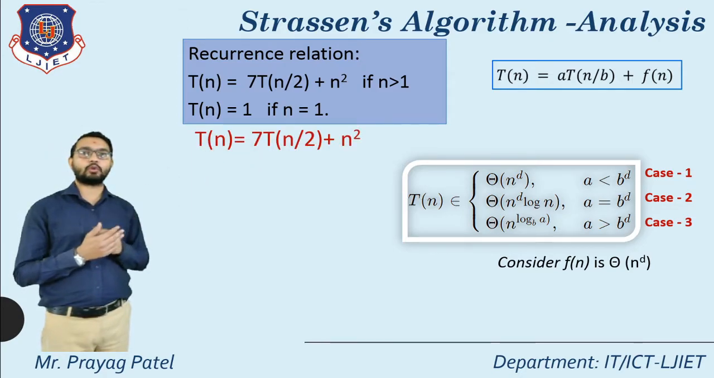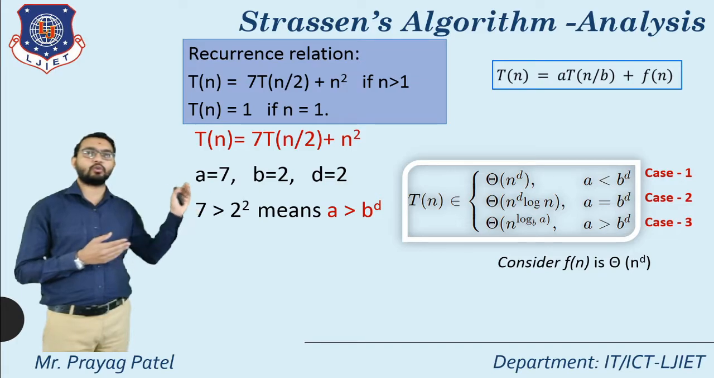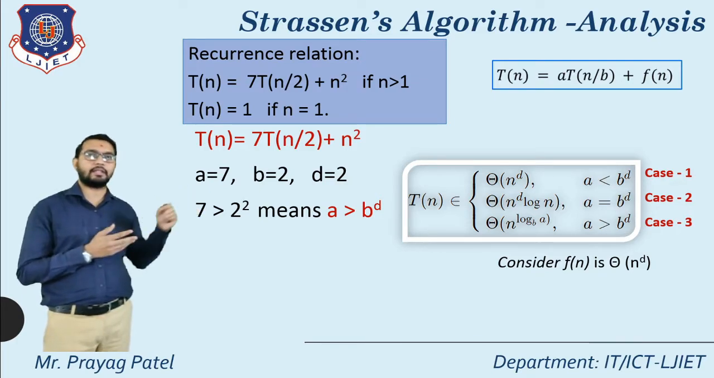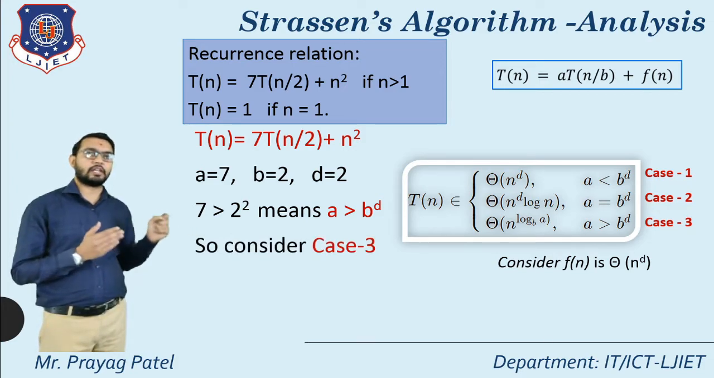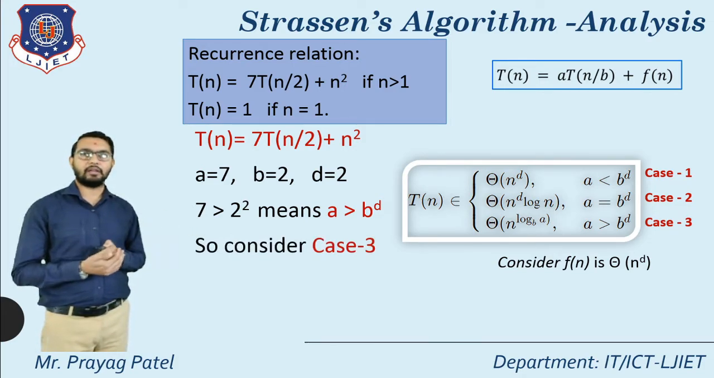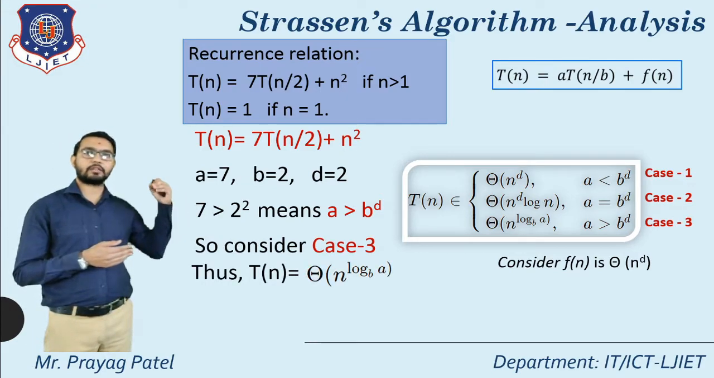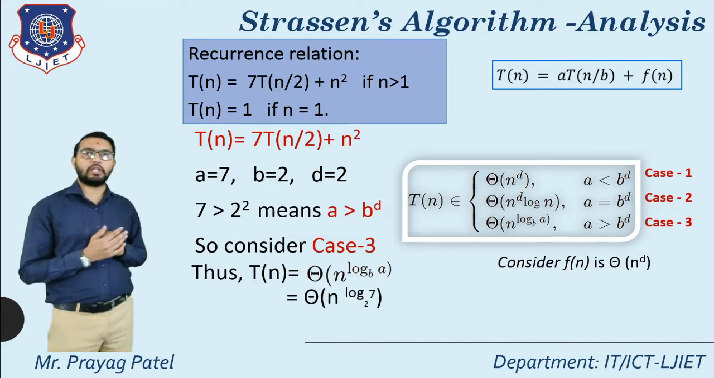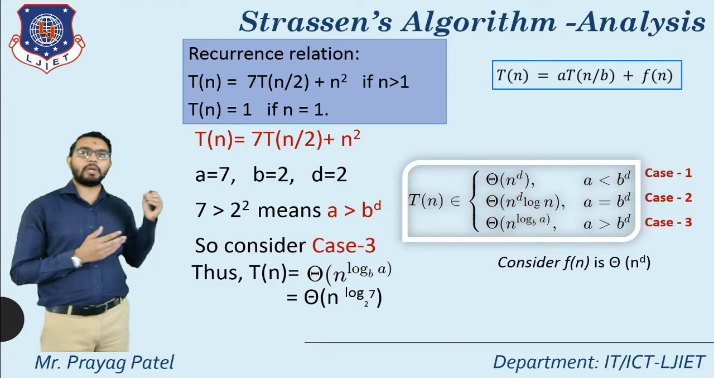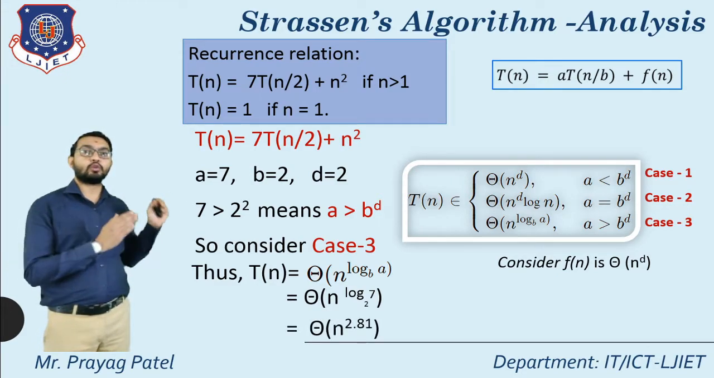Now T of n equals 7T of n by 2 plus n square. So a equals 7, b equals 2 and d equals 2. Is the condition 7 greater than 2 raised to 2 satisfied? Yes, so the condition a greater than b raised to d is satisfied, and we consider case number 3. In case number 3, the equation is T of n equals theta n raised to log a base b. Putting in the values of a and b, we get theta n raised to log 7 base 2. Now find the value of log 7 base 2. The value is 2.81.